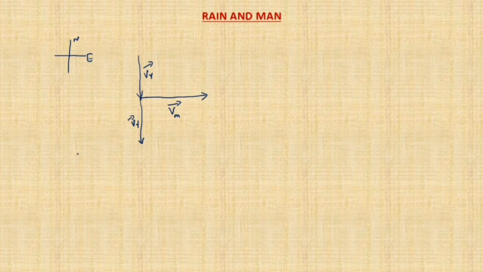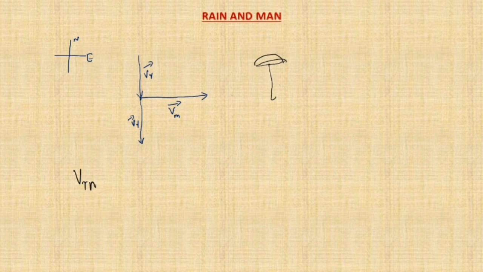Now what do you have to calculate here? In which direction he has to hold his umbrella? Just imagine the man is walking due east and the rain is falling vertically down. Can he keep his umbrella like this? No. He has to keep the umbrella at a particular angle. That means in which direction he has to keep his umbrella? There we have to use the relative velocity concept.